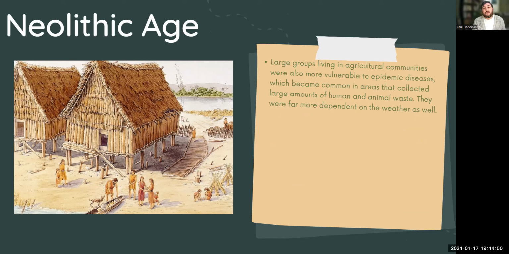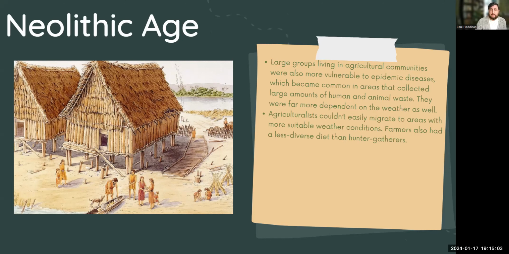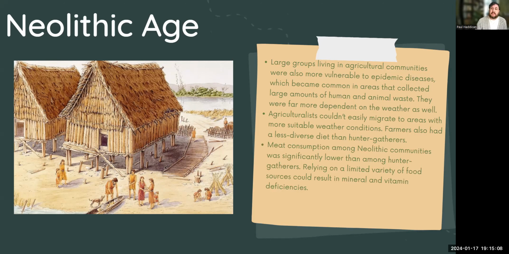Their reliance on food is also now dependent on the weather, because they can't just get up and leave and go find the place that has the good rain or the place that hasn't had famine or the place that's not too wet, right? They're going to have to rely on and start working with the weather. They cannot just easily pick up and leave, right? They're going to have a less diverse diet than hunter gatherers, and they're going to have significantly lower meat consumption than hunter gatherers. So it's a very interesting transition that's happening because, on a lot of accounts, their lives are better now that they have agriculture.